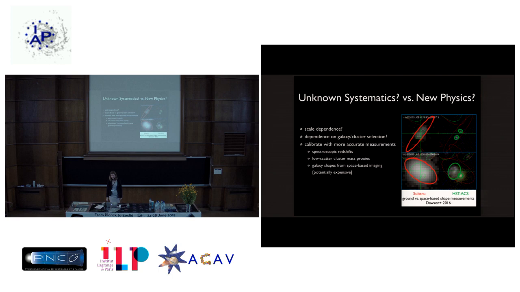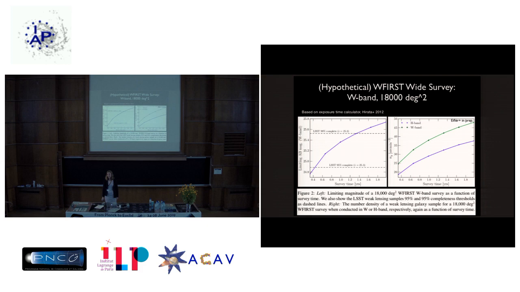On the right here, I show a comparison between Subaru images, which is probably the closest ground-based observations we have right now to LSST, versus space-based imaging. And you can see that blending is a huge problem. Of course, all of these approaches are potentially very expensive. But I still want to show one example here where we looked at the possible synergies between LSST and WFIRST.